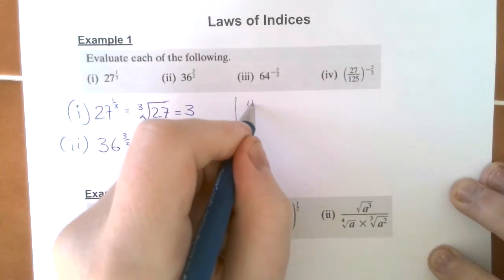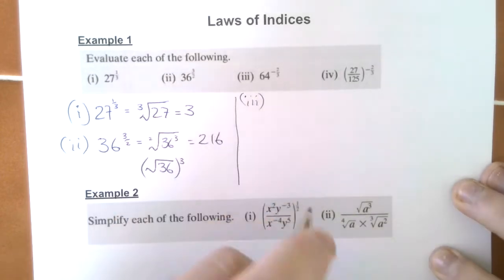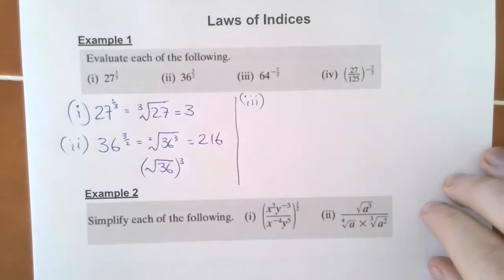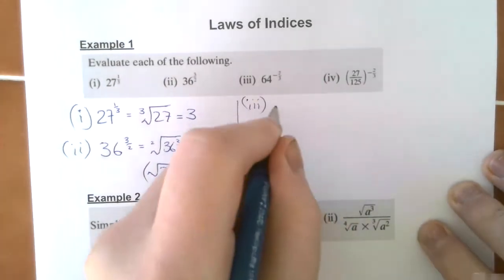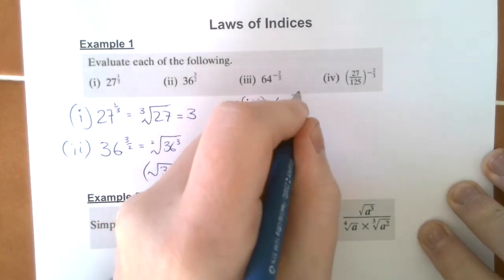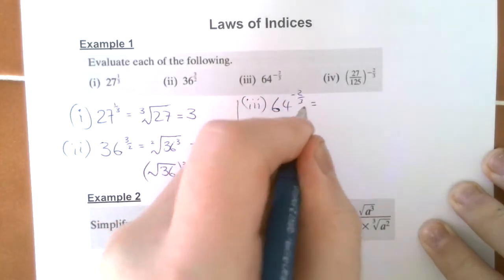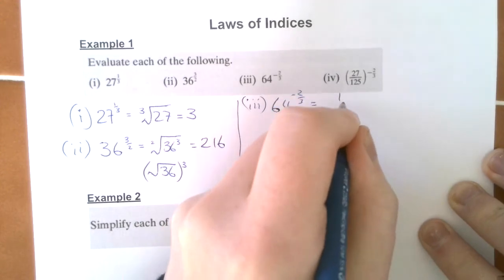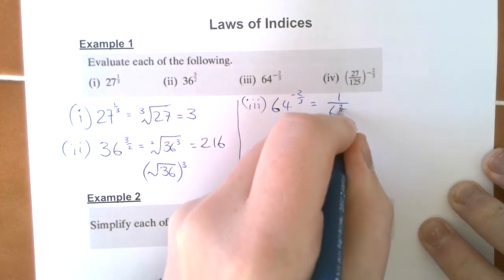On to part 3. This time we have a minus in it, so straight away we're going to deal with that first of all. So 64 to the power of minus 2 over 3. Dealing with that first, it's going to be 1 over 64 to the power of 2 over 3.